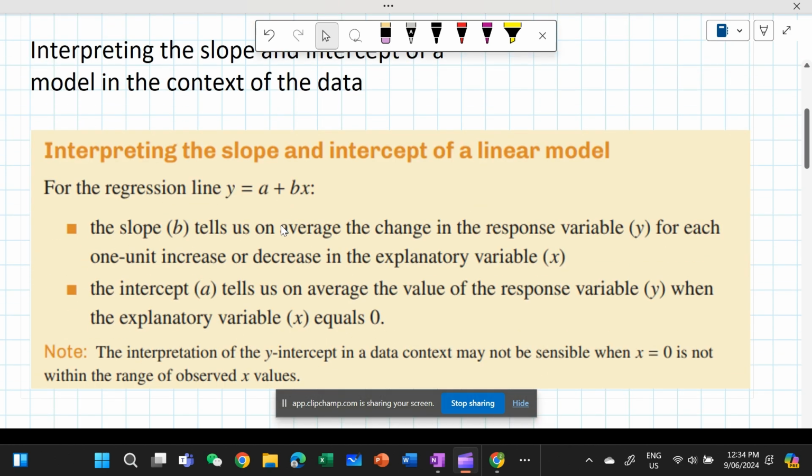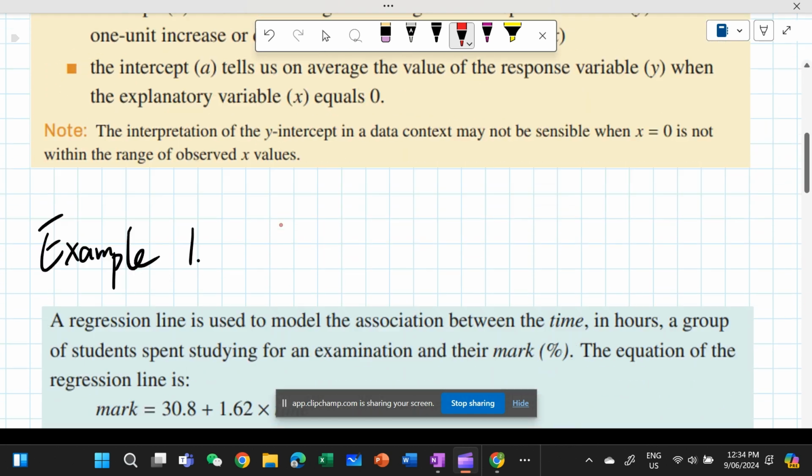So what's interpreting the slope and intercept of the linear models? Two points. The slope b tells us the average change in the response variable for each one unit increase or decrease, so the slope is the most important thing. And the intercept a tells us the average value of the response variable when x equals 0. So we need to know what the starting point looks like.